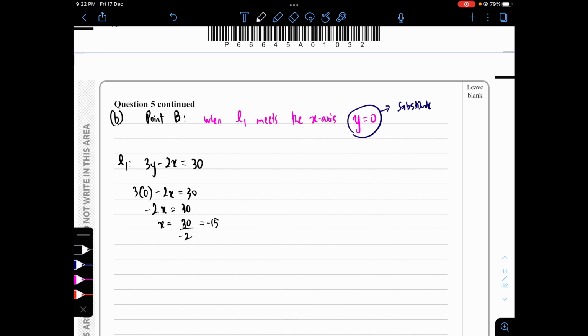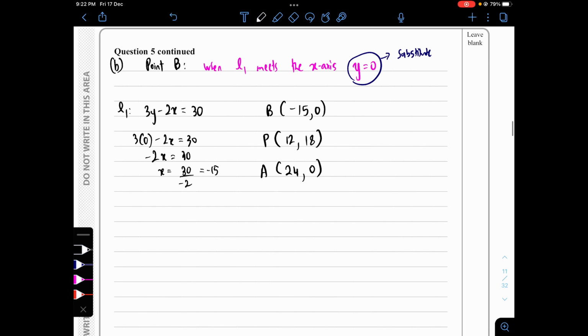So this is obviously at the x-axis. So what do we know? So now we know point B, which is minus 15, 0. And we have point P, which is 12 and 18 from the previous question. And we have A, which is 24, 0. Now to better understand this, we can draw a diagram.